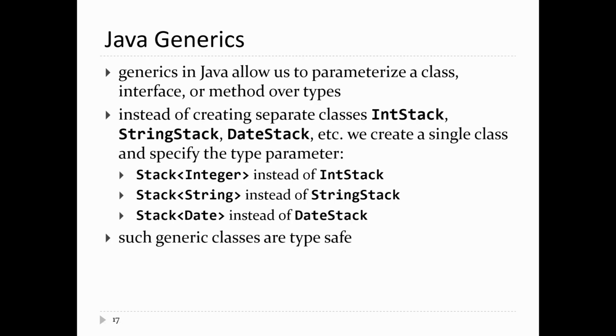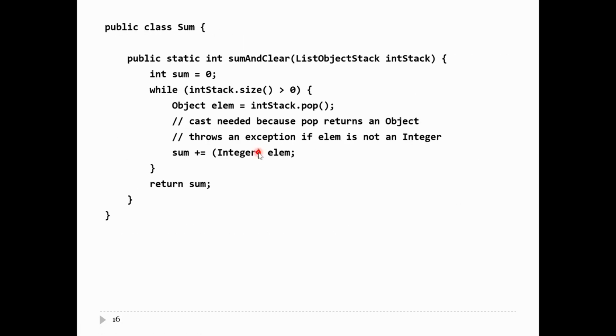So what happens when you call this method and you pass in a stack of strings? Unfortunately, it works, because that's a stack of objects. And so if you pass in a stack that is not made up of all integers, this cast fails. And it fails at runtime. It doesn't fail at compile time. So the cast fails, and now you get an exception, and now your program crashes. And so you don't want that to happen.